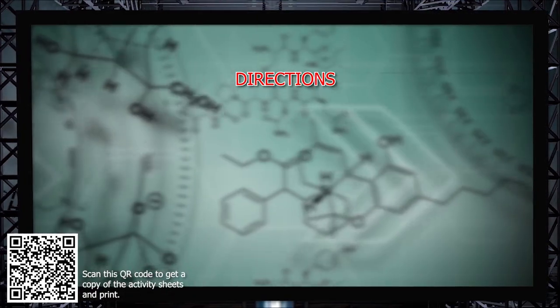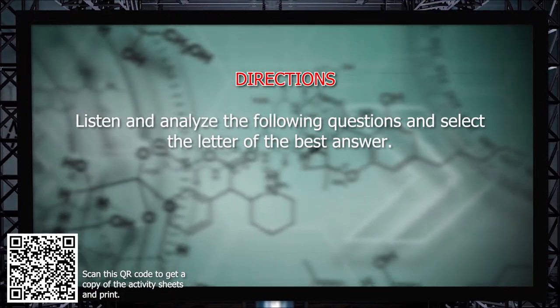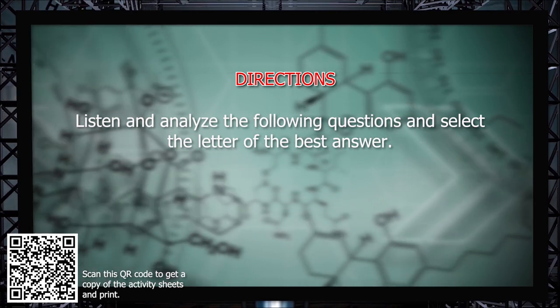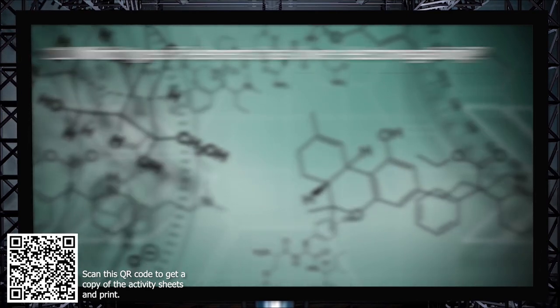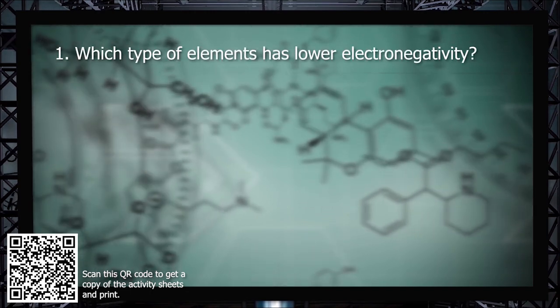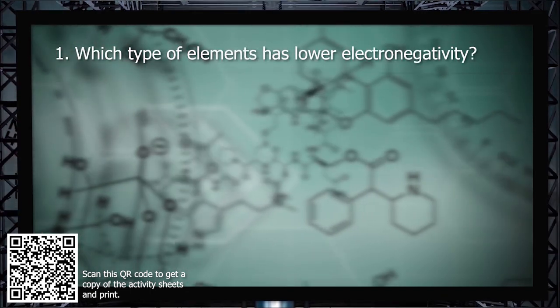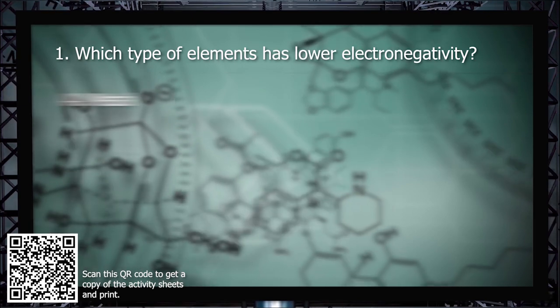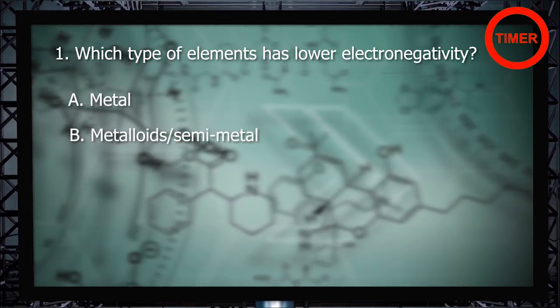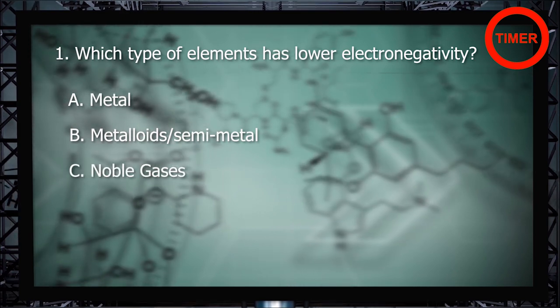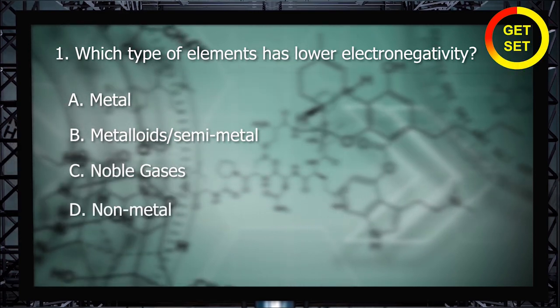Directions. Listen and analyze the following questions and select the letter of the best answer. Write your answer on your paper. Number 1. Which type of elements has lower electronegativity? A. Metal. B. Metalloids or semi-metal. C. Noble gases. And D. Non-metal.